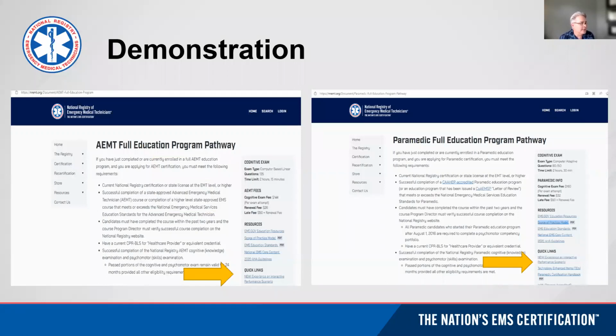It's actually on our website in 3 locations. These are the easiest 2. Again, we navigated here under the AEMT tab, as well as the paramedic tab. And if you go to the quick link, notice it says new experience and interactive performance scenario. And that will take you to that demonstration that you can go to whenever, however you want to.